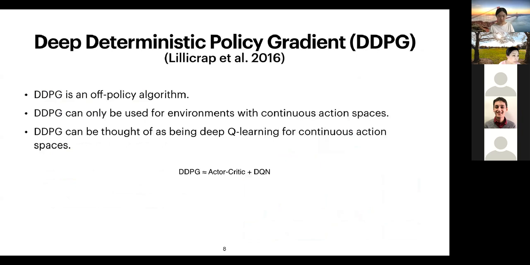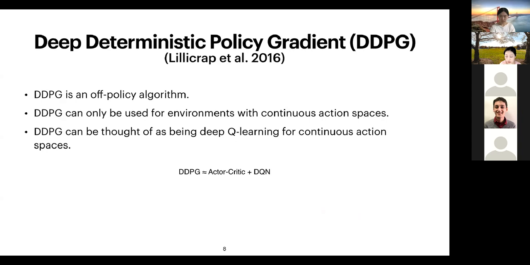Now here is another method, which is also very popular in deep policy networks, the deep deterministic policy gradient, DDPG. DDPG was proposed in 2016, and it is an off-policy algorithm. I won't have a lot of time to talk about the details, but essentially the idea is an actor critic framework with a DQN, the deep Q network. It can be used for environments with continuous action space, and can be thought of as deep Q learning for continuous action space.